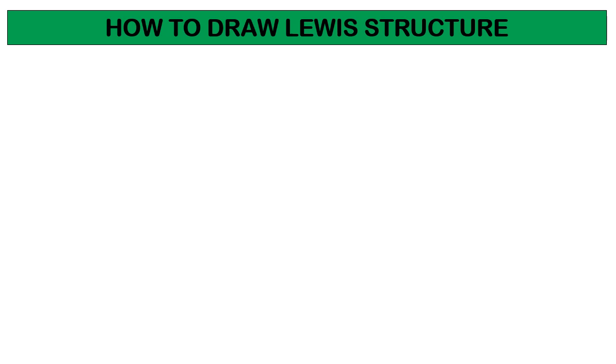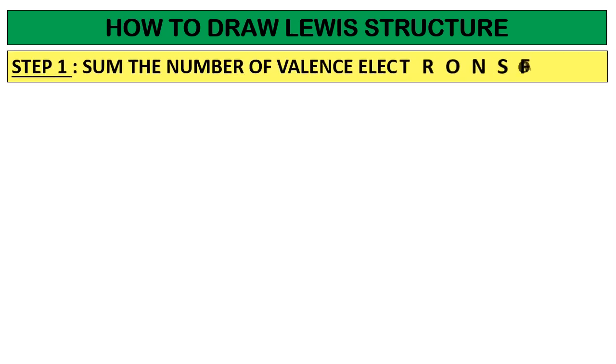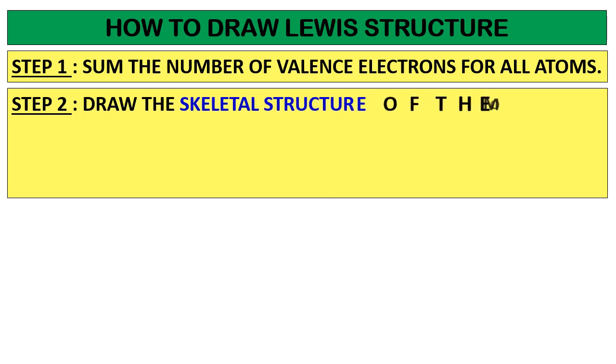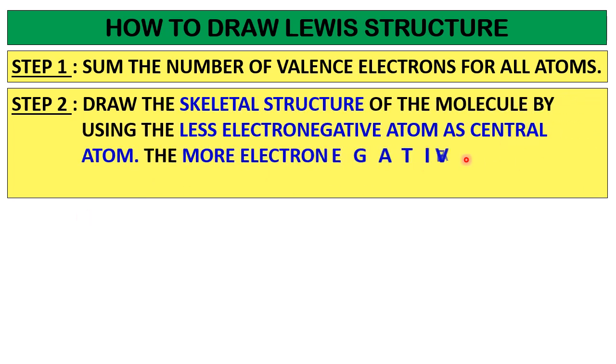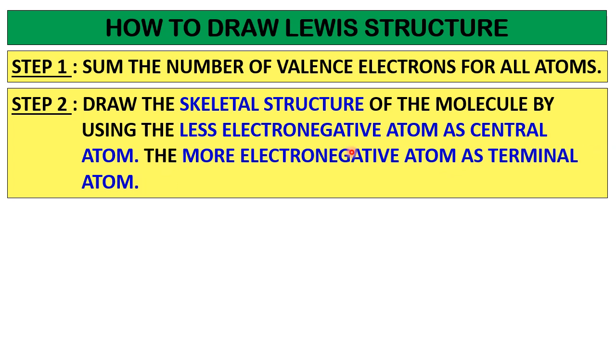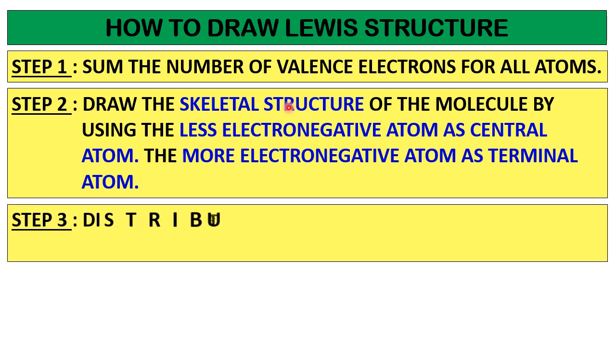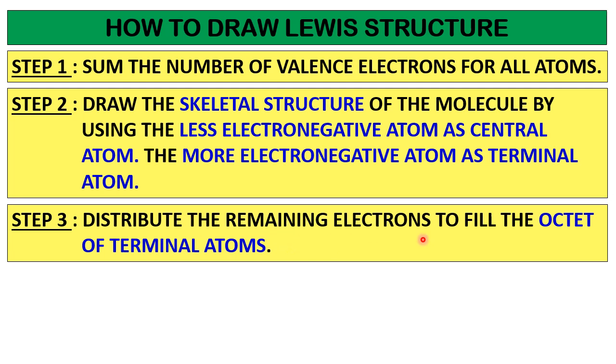Here I'm going to guide you step by step on how to draw the Lewis structure. Step 1, we sum the number of valence electrons for all the atoms. Step 2, draw the skeletal structure of the molecule by using the less electronegative atom as the central atom, and the more electronegative atoms as the terminal atoms. So we choose the less electronegative, or most electropositive, atom at the center. Step 3, we distribute the remaining electrons to fill the octet of the terminal atoms, which means all of them will have 8 valence electrons.